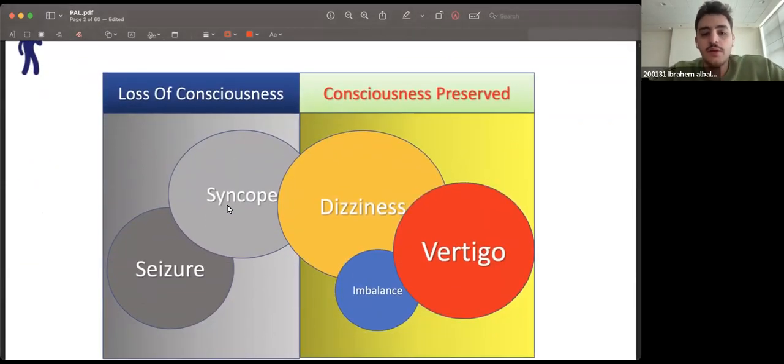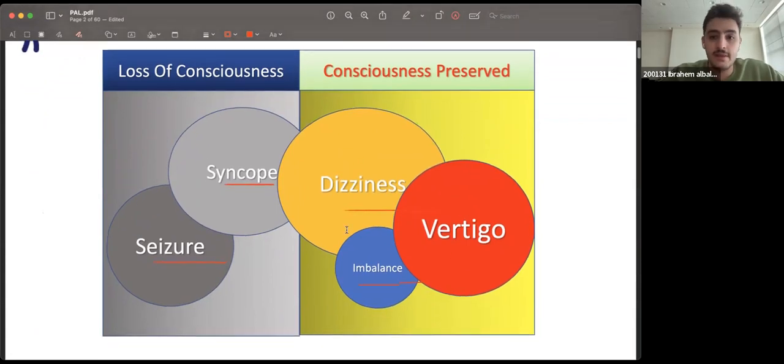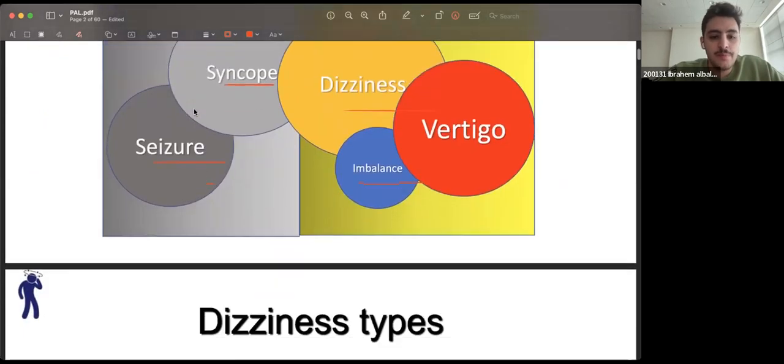Before we start, let's define some terms. Usually when you think of vertigo, it's very important to understand what you're talking about. Similar terms that might confuse students are syncope, seizures, dizziness, imbalance, and lightheadedness. So let's define each one of them.